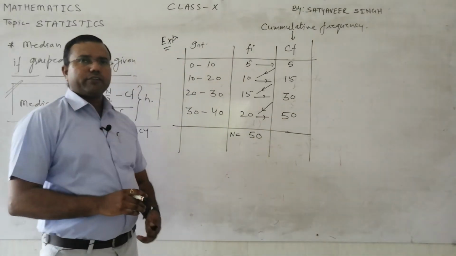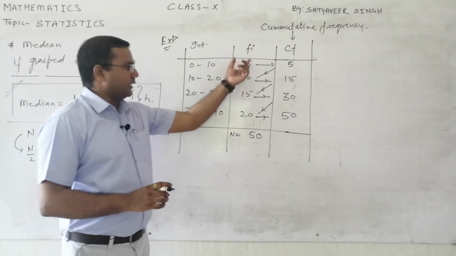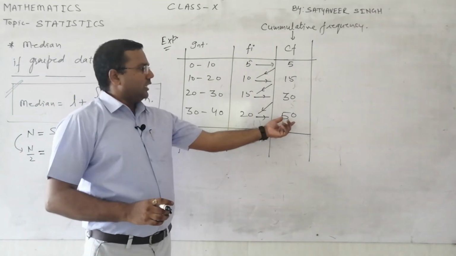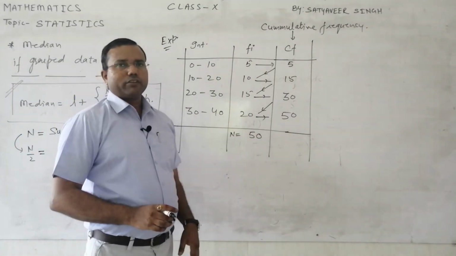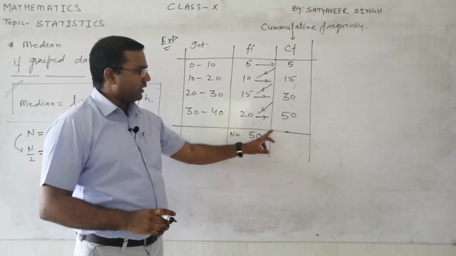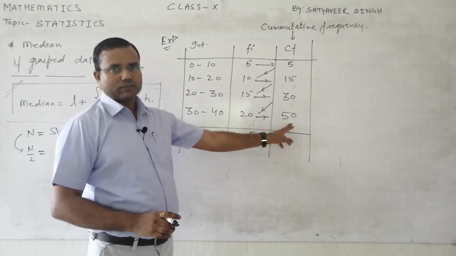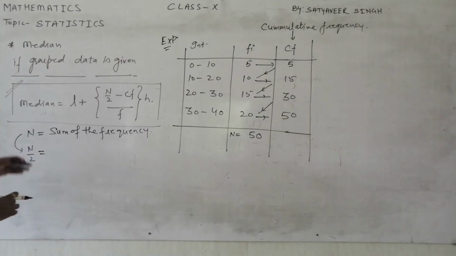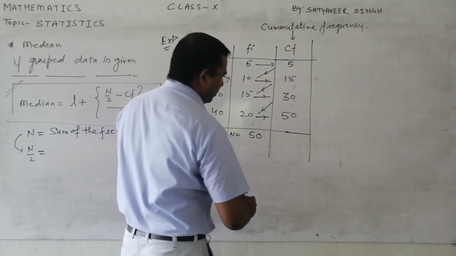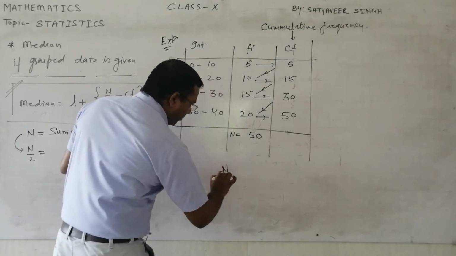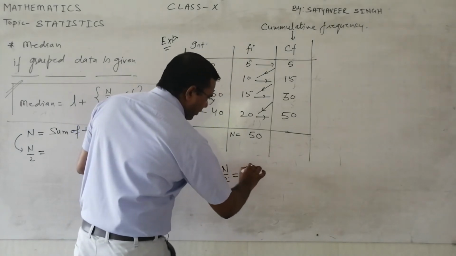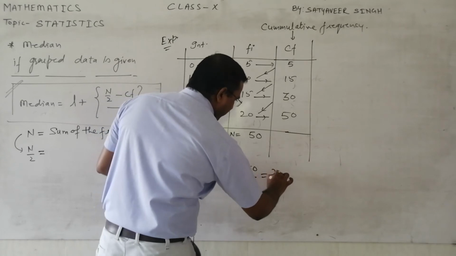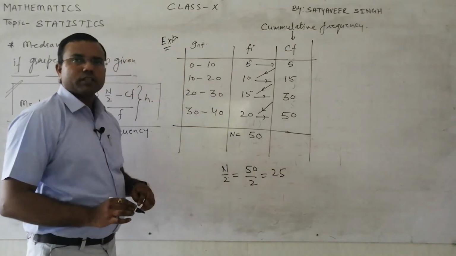If your cumulative frequency is correct, then the sum of the frequency must be the last value of the cumulative frequency. If these two are different, that means somewhere we have made a mistake. So now see, we will calculate n upon 2. We will find n upon 2. So n upon 2 is what? 50 upon 2. That means 25.